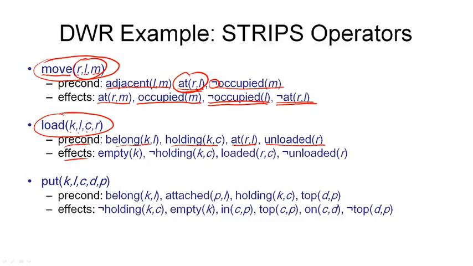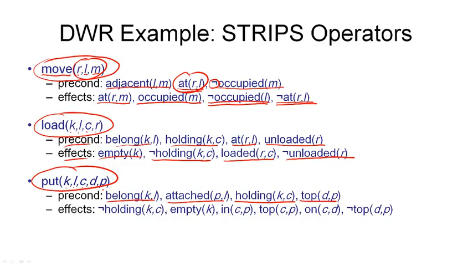The effects are that now the crane will be empty after we've loaded the container onto the robot, so it will no longer hold the container, but the container will be loaded onto the robot and the robot will no longer be unloaded. Similarly, there is the put action, which has as parameters a crane, a location, a container, another container, and a pile into which we're putting the container C. The crane must be at that location, and also the pile must be at that location, and of course we want the crane to hold the container.